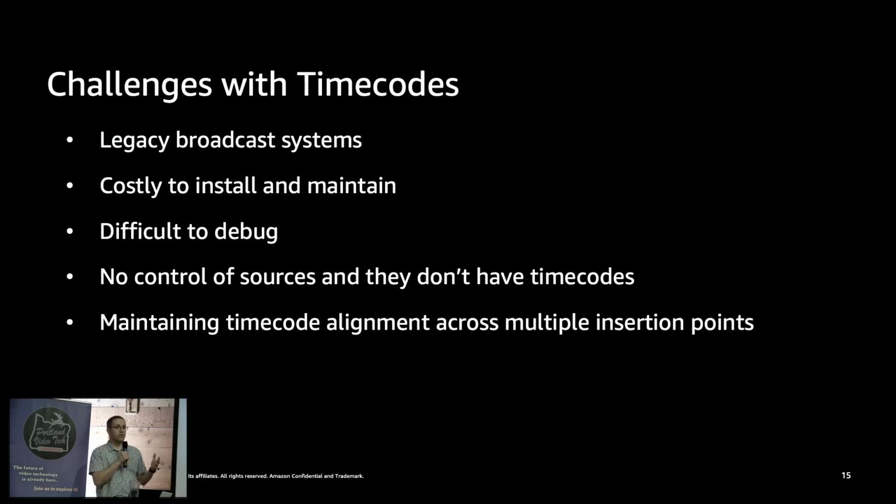And debugging is difficult. You've got 30 frames per second coming out of your camera. You've got 30 frames per second coming out of your timecode, and they're drifting. Over time, you're losing a frame of timecode, or you're repeating a timecode. How do you figure out if it's the camera or if it's the timecode inserter?